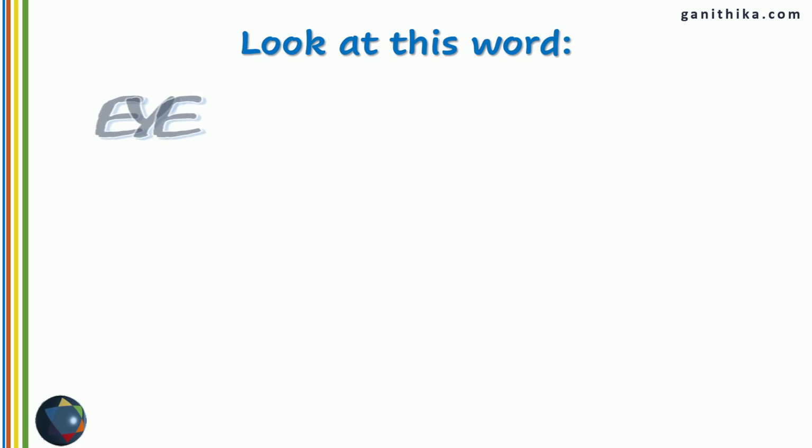Look at this word, "I." It is spelled E-Y-E from this side, and it's the same from this side as well. E-Y-E from this side as well. So "eye" is a word which spells the same from both sides.